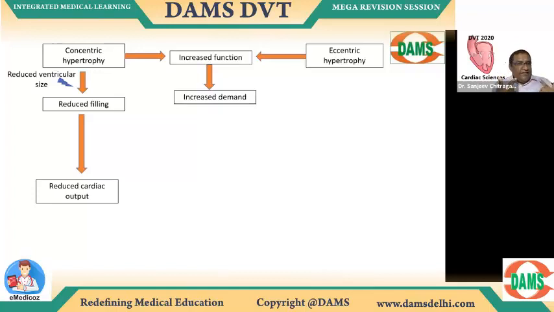We were earlier thinking, oh, hypertrophy should lead to more output. That's not going to happen, because of reduced filling. This will be over a span of time. It will not be a sudden, one-day event. On the other side, let me talk about the eccentric hypertrophy. Look at what is happening in the eccentric hypertrophy here. In the eccentric hypertrophy, there is no reduction in the ventricular filling. Remember that, because there is a dilatation happening there.